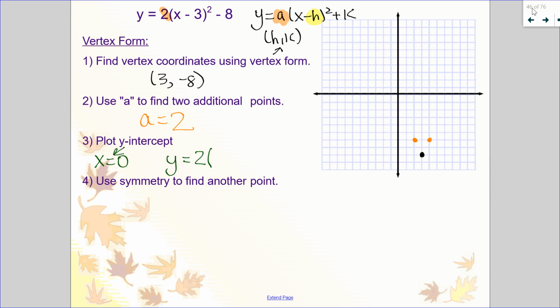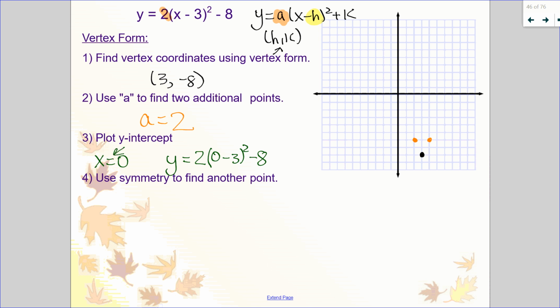Y equals 2 times 0 minus 3 quantity squared minus 8. So I'll go over here. It's 2 times -3 squared minus 8. Because 0 minus 3 is just -3. And then if I do this math, we know -3 squared is 9. 9 times 2 is 18. 18 minus 8 is 10. So that means my y-intercept is positive 10. Or you can just type all that into your calculator, whatever floats your boat. So I'm going to graph the 10.